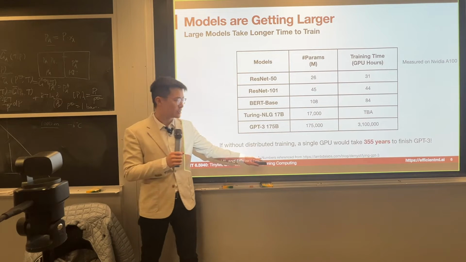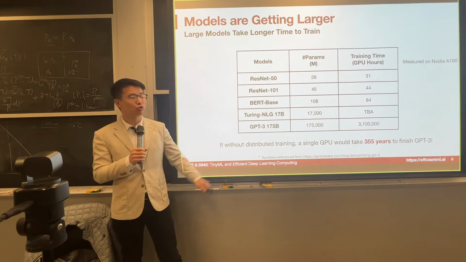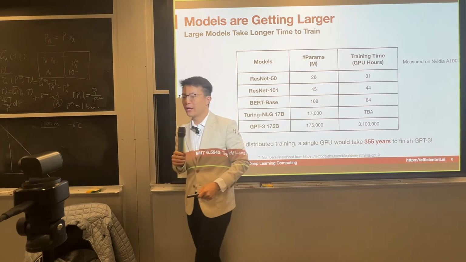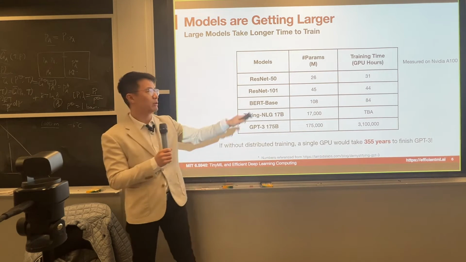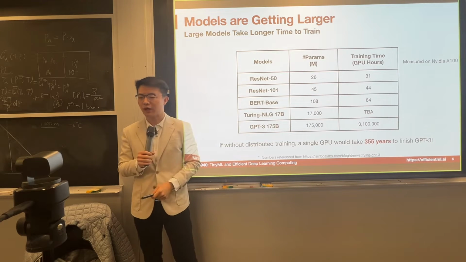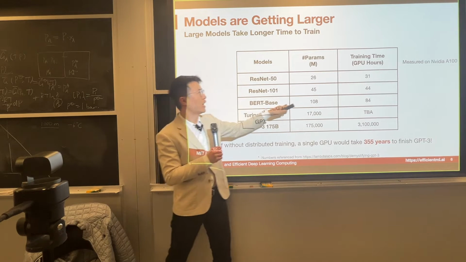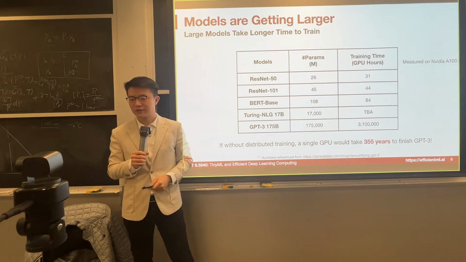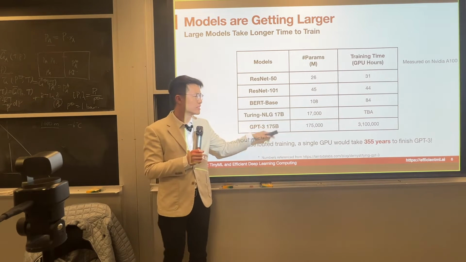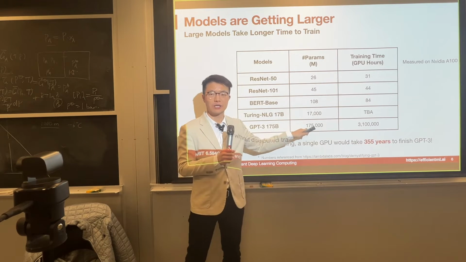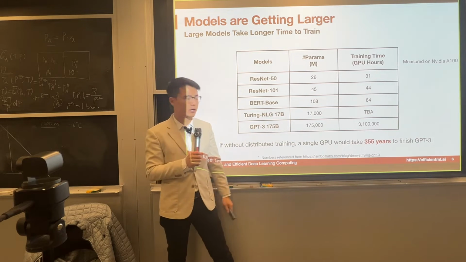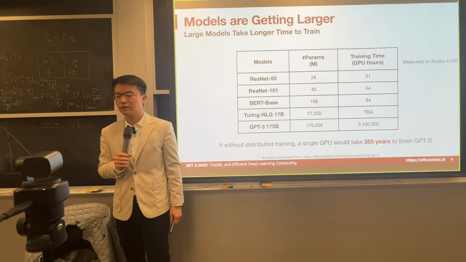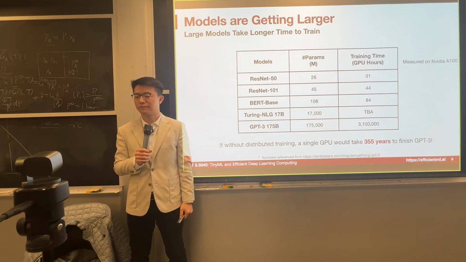According to this data, we want to train ResNet-50, that takes about 31 GPU hours with about 25, 26 million parameters. For BERT base, 100 million parameters, in about 84 days. The GPT-3 175 billion parameter has a huge amount of parameters, and it takes about 355 years to finish on a single GPU, which is enormous.